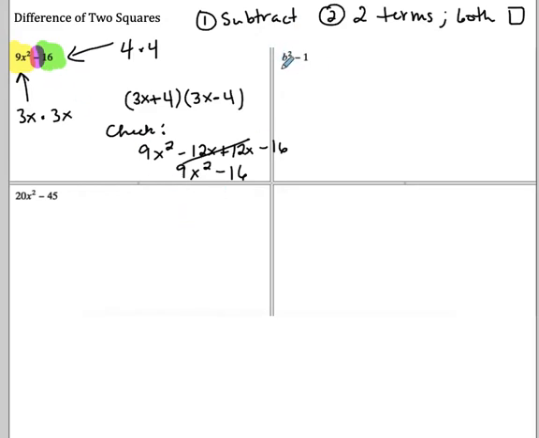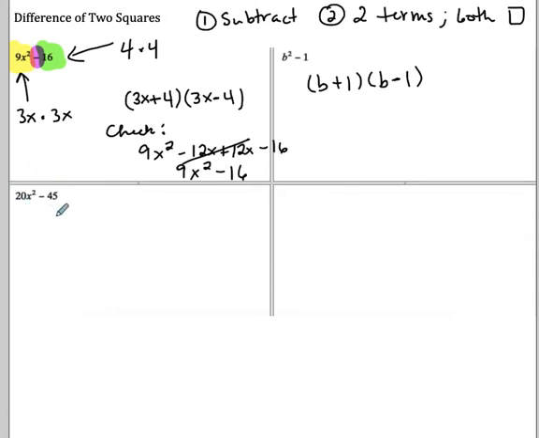Again, if you can identify this pattern, if you can say, hey, look, that's a square, and that's a square, and that's a difference, then you know that you've got to have two factors, one of which is an addition, and one of which is a subtraction, so they can cancel out. And you know that the first term has to be the square root of the first term in the binomial, and the second term has to be the square root of the second term. So you can do them pretty mentally.